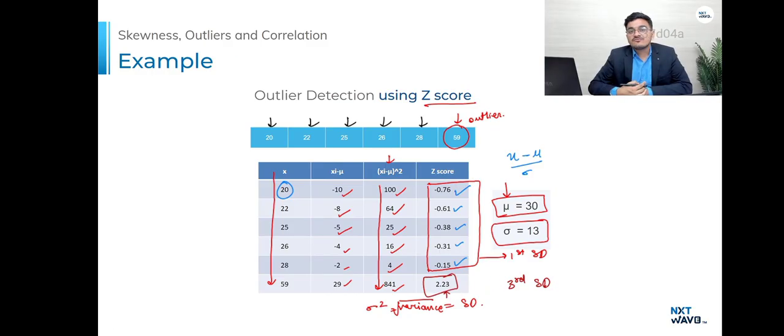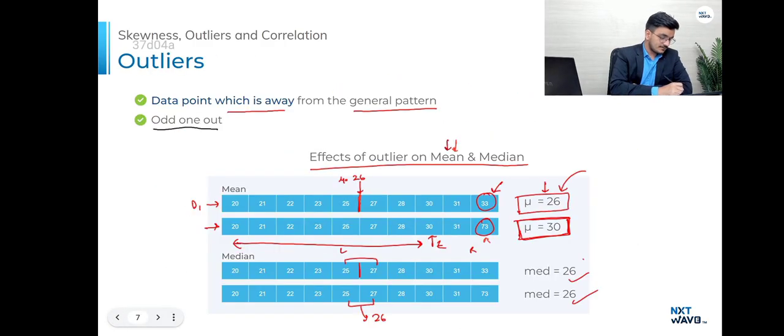Now, before we move forward, let's have a recap of what we have covered so far. We have talked about outliers, which are data points which do not follow the general pattern of our data, right? These are like the odd one out in our data. Then we saw the effect of outliers on mean and median, right? So median is not actually affected by outliers because it represents the central value in our data.